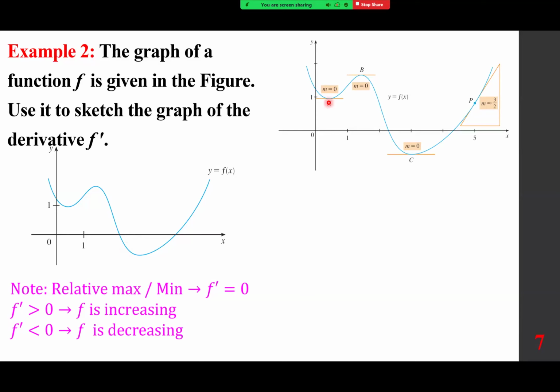First, A, you draw a tangent line. B, you draw a tangent line. C, you draw a tangent line. And for those 3 points, when the slope is 0, that means on the graph of y equals f prime of x, this A has the same x coordinate with the y being 0. This B, the same x coordinate with the y being 0. This point, the same x coordinate, y being 0.